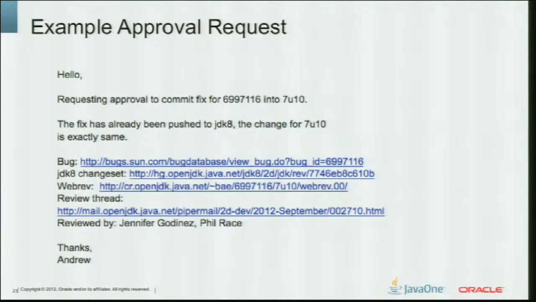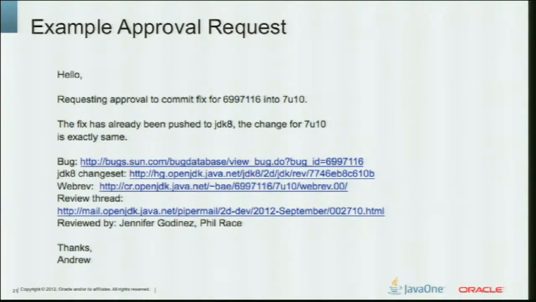There's a point that the JDK changed that. In this case, it's in the 2D forest, so this is an AWT change. There is a WebRef. WebRefs are our own format or tool we use to be able to review code on our code review server, cr.openjdk. And in this case, there's also a review thread, which is also public, of course, that you can go and look at in our mail archive and see what happened when this was proposed.